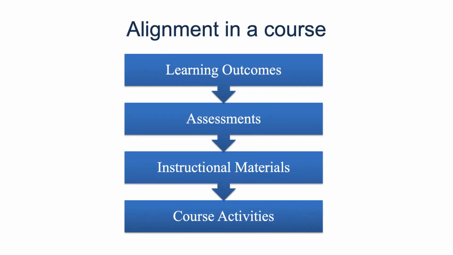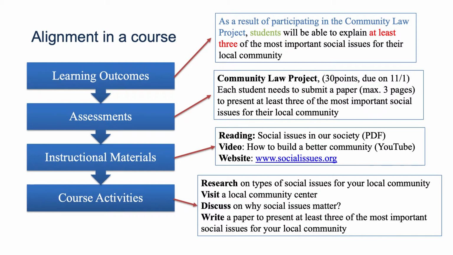So, what is the meaning of the alignment in a course? It means that instructor needs to put all the course components in a line. Instructor needs to create their assessments based on learning outcomes. Instructional materials and course activities need to connect to learning outcomes and assessment. Let's look at an example.